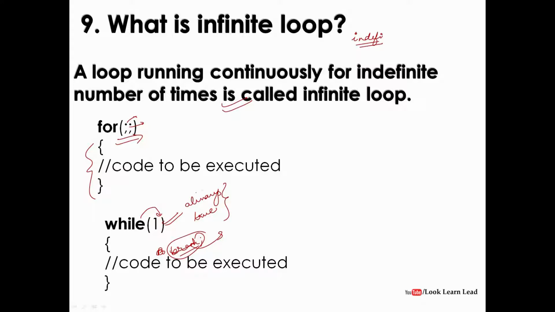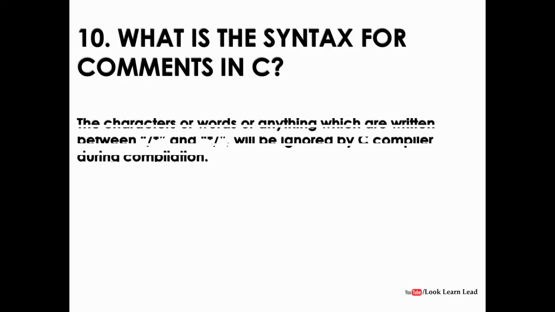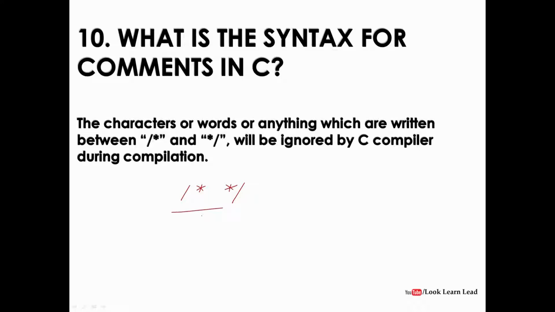Okay. Let's move on. What is the syntax for comments in C? Anything which is written between this and this is a comment. This is the syntax for a comment in C. It can be a single line comment or multiple lines. A single line comment can be written like this. For multiple lines, it would be like this and this. Anything written in between is a comment. It would be ignored by the compiler during compilation.